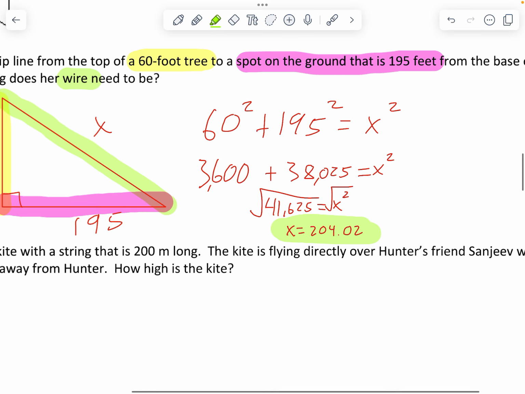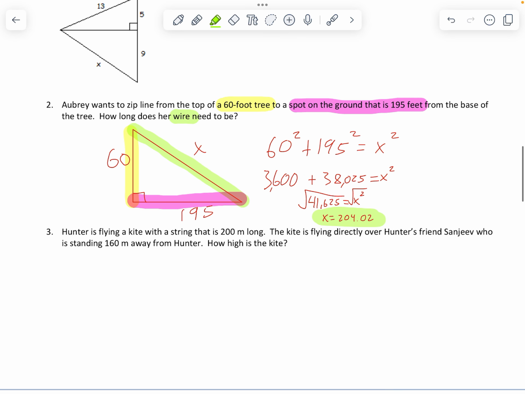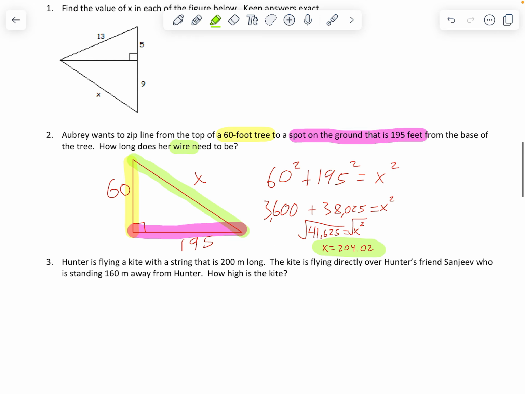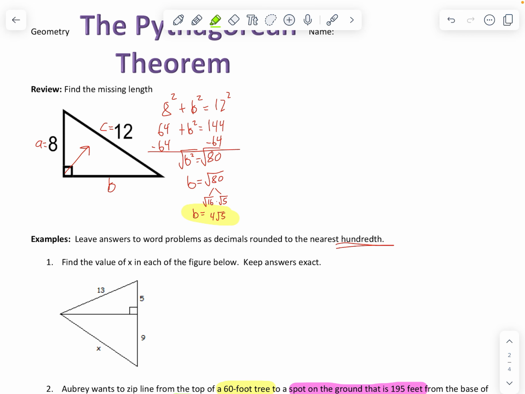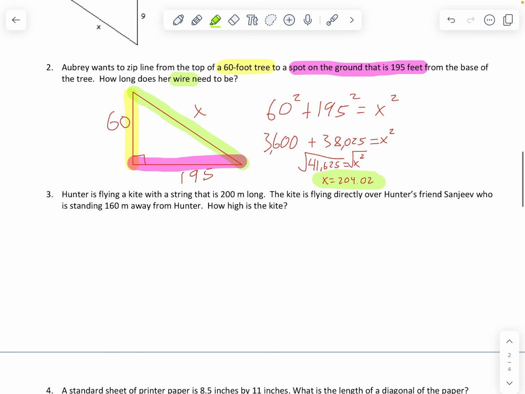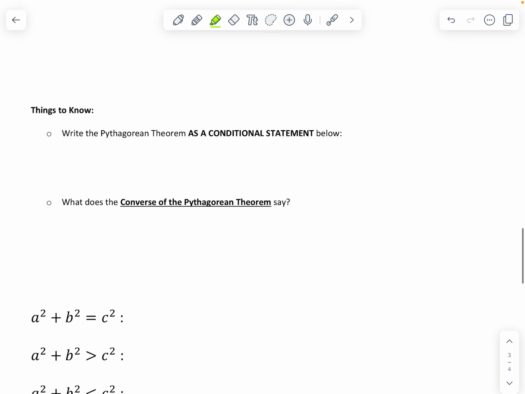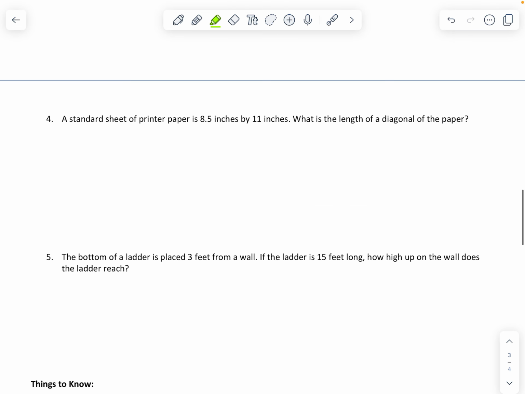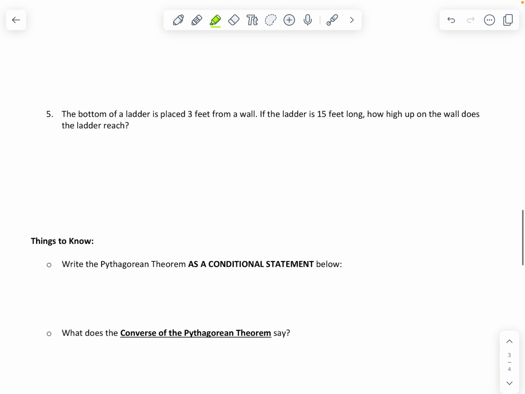So this is pretty much what you're doing for these questions. Sometimes you're gonna know the hypotenuse and you're trying to find a leg, in which case you're gonna wanna solve it like this one up here. So you have 3, 4, and 5 that you guys can work on.